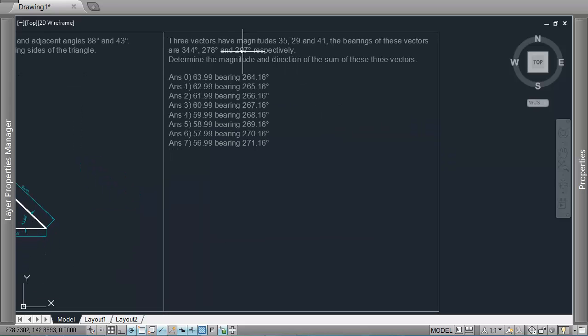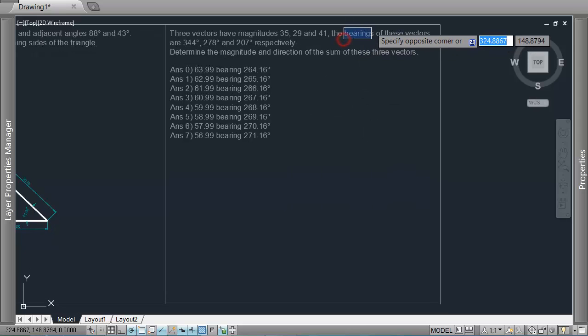So this problem asks, 3 vectors have magnitude 35, 29 and 41, and the bearings of these vectors are 344 degrees, 278 degrees and 207 degrees respectively. For those of you who are wondering, the respectively part means 35, the first term, corresponds to the angle in the first term. 29 units long is at 278 degrees. So first to first, second to second, third to third.